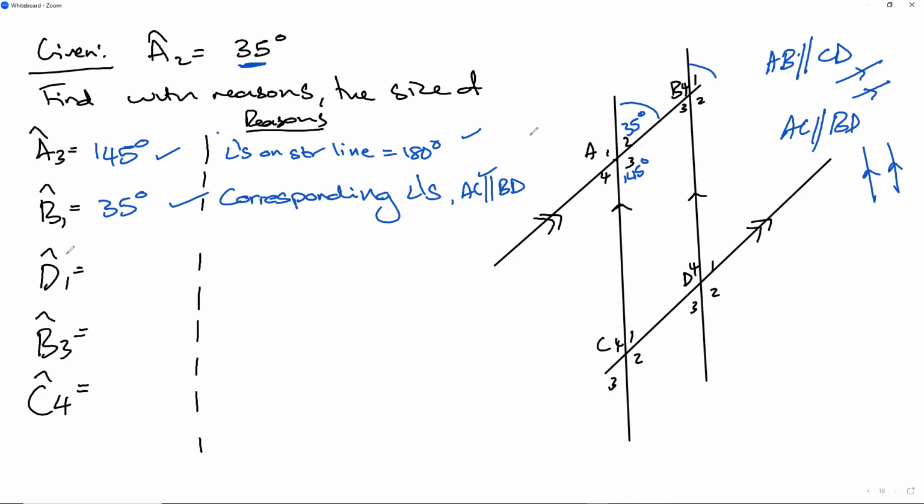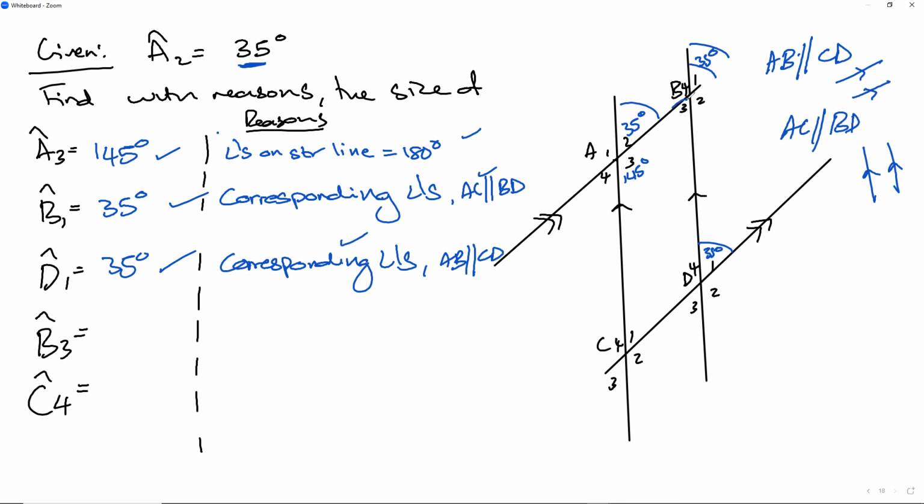D1. All right. Angle D1 is over here. Now we said this is 35 degrees. This angle is equal to this angle at the bottom. And they're corresponding again. So D1 is going to be 35 degrees, corresponding again. But this time, it's because of AB being parallel to CD. So those two parallel lines, that's why they're equal. AB parallel to CD.